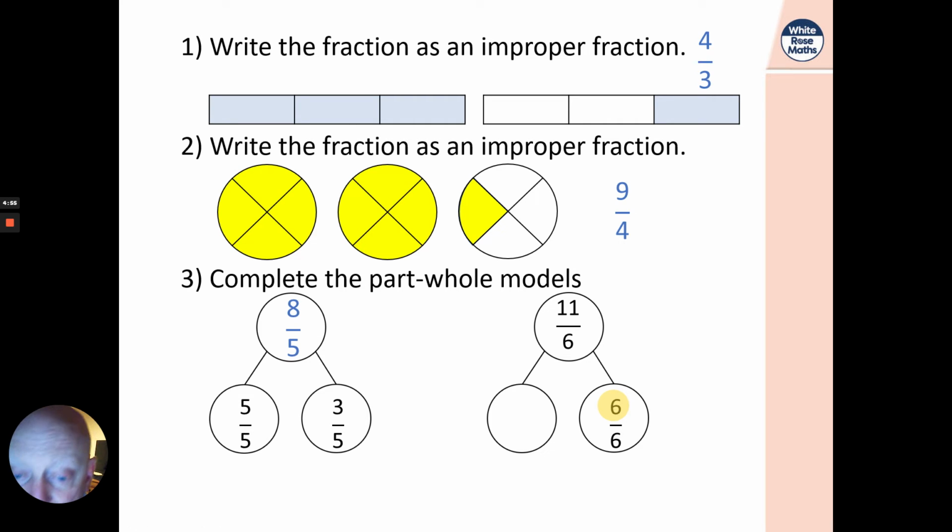6, 7, 8, 9, 10, 11. 5. So I'm thinking this one is going to be 5/6. And there we go. That's the answer. Alright? Hopefully you would have done those. And if you haven't, if you've gone through with me there, that's fine, as long as you've got a bit of a grasp on it, because we'll be looking at some of these questions as we go through.